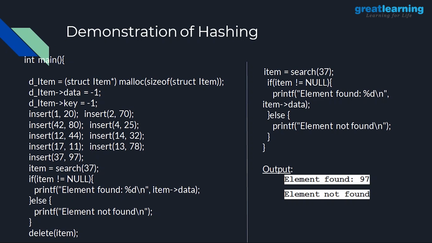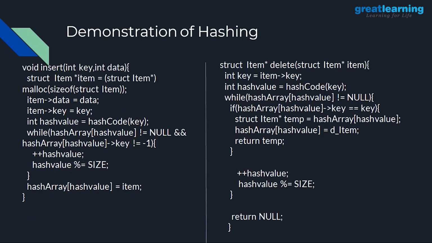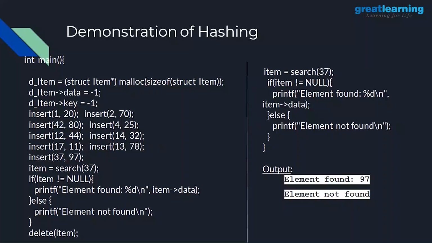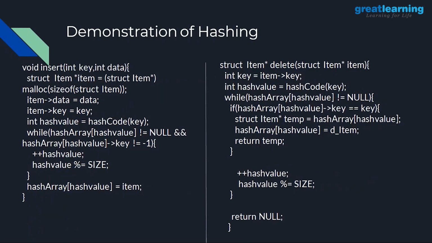Let me show you first the search function, what it returns. If the element is not present, then it will return null, and if the element is present, then it will return that element. So in the item, what do we have? We have 37. So item is not equal to null. So we will print "Element found" and the item's data. Okay, in the item we will get the address part, right?